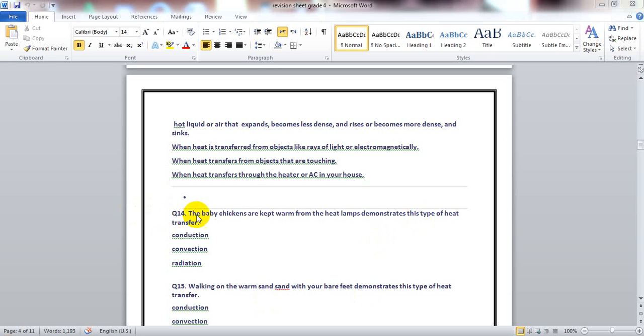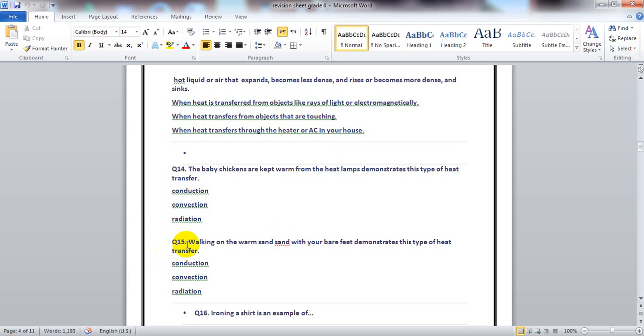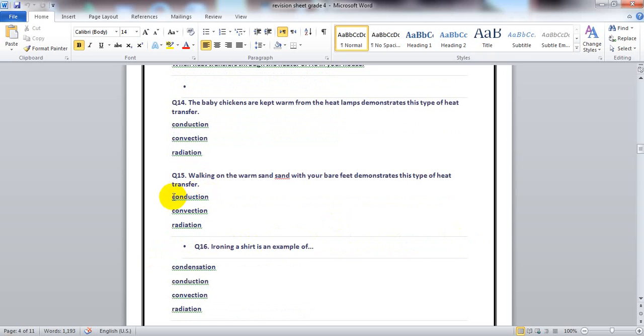Question number 14. The baby chickens are kept warm from the heat lamp. Demonstrate this type of heat. It's, yes, convection. Question number 14. Walking on the warm sand with your bare feet, demonstrate this type of heat. Yes, it's conduction.